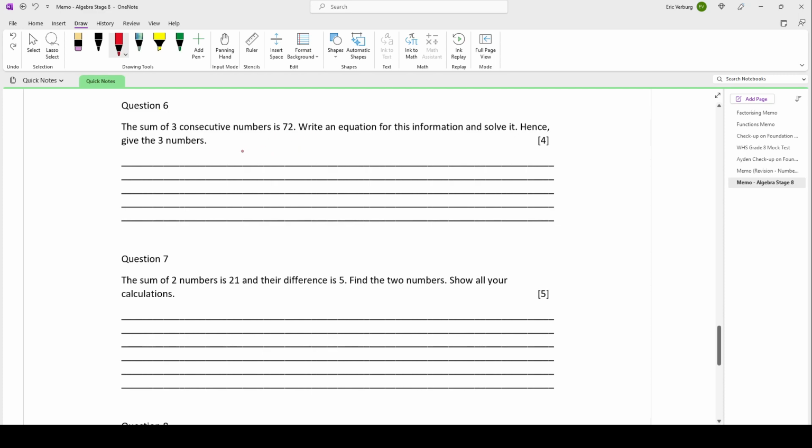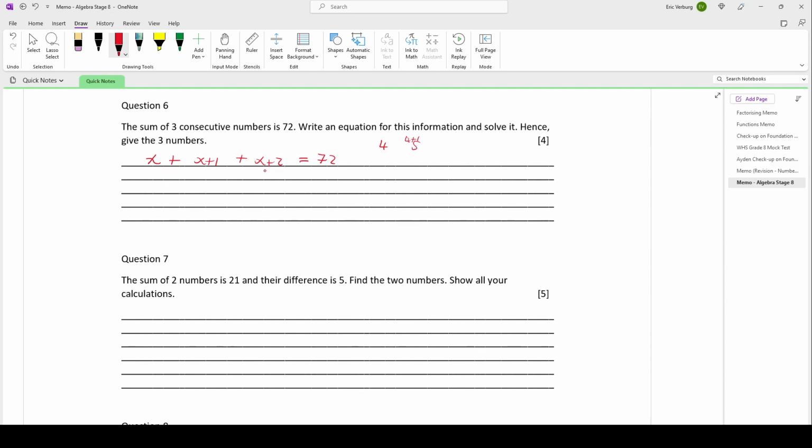So 3 consecutive numbers, and we've got the sum of them. The first number, let's call that x. Now, what would come after x? Let me ask you this: what would come after 4? It would be 5, right? And how do we get to 5? Well, it's 4 plus 1. You add 1 to get to the next place. So after x would be x plus 1. And after x plus 1 would be x plus 1 plus another one, so x plus 2. So these are 3 consecutive numbers. Got a number, that number plus 1, and then that number plus another one. The sum of those 3 numbers is 72. And now we just solve for x to find the three numbers.